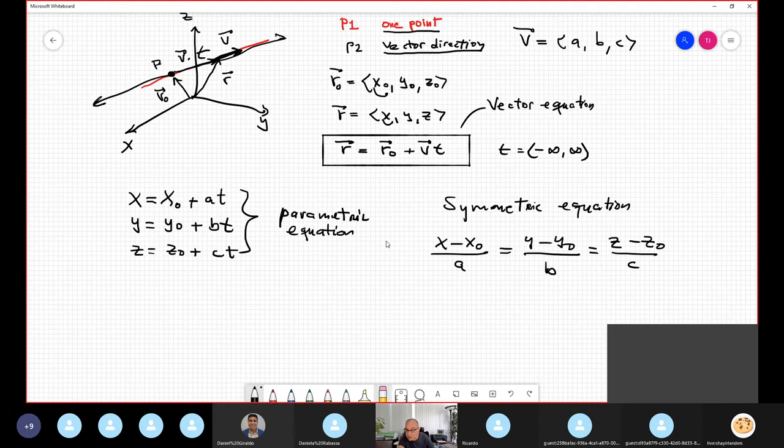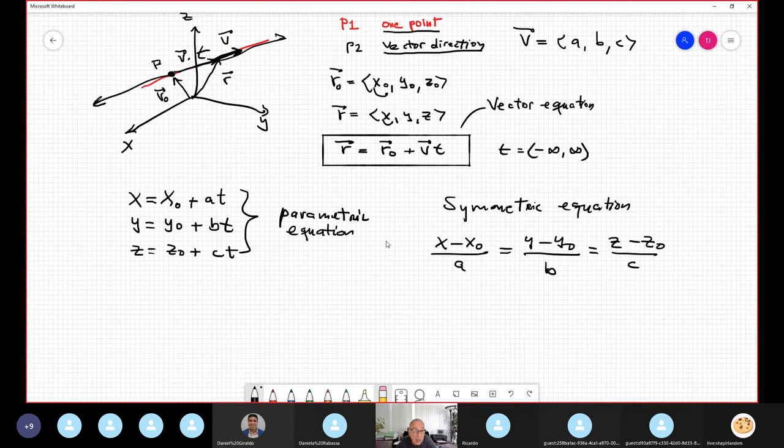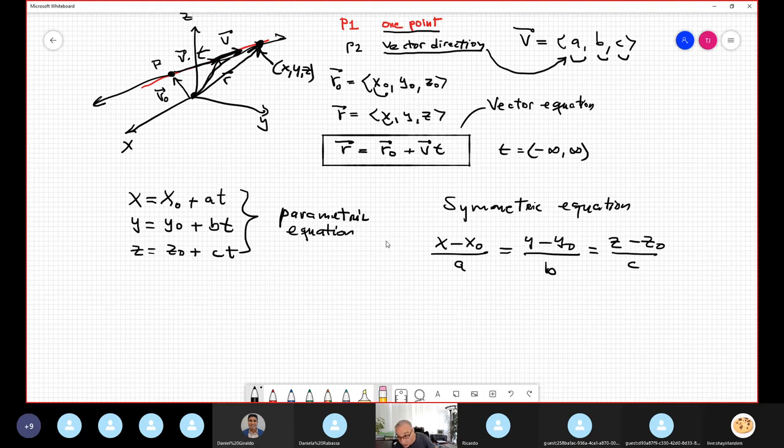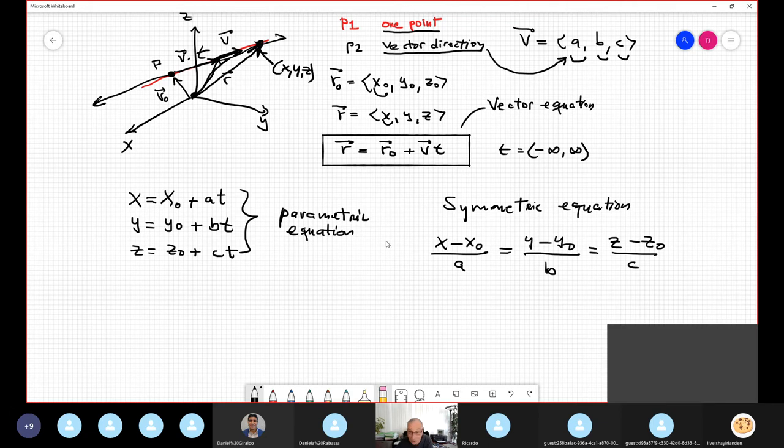Okay, what do the variables represent? They represent the components x, y, and z. In any point, x, y, and z represent any point on the line. Look at that, mister. This is the position vector, and the position vector is a vector from the origin to any point on the line. Suppose this. X, Y, and Z represent the components of the point on the line. Clear or no? What about a, b, c? a, b, c represent the components of the direction vector. Clear? Okay.